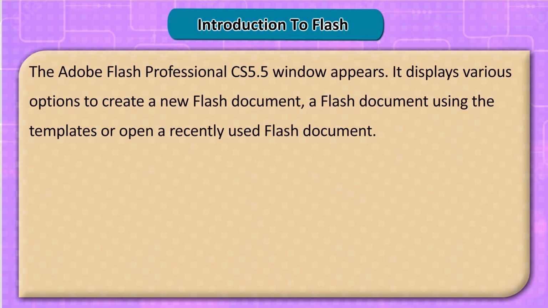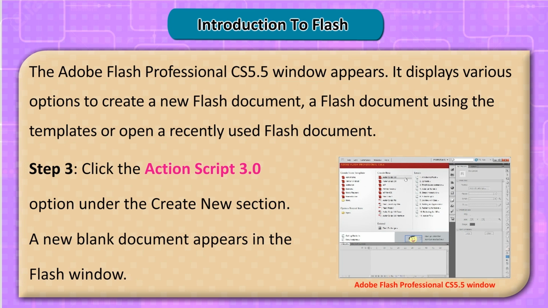The Adobe Flash Professional CS 5.5 window appears. It displays various options to create a new Flash document, a Flash document using the templates or open a recently used Flash document. Step 3. Click the ActionScript 3.0 option under the Create New section. A new blank document appears in the Flash window.